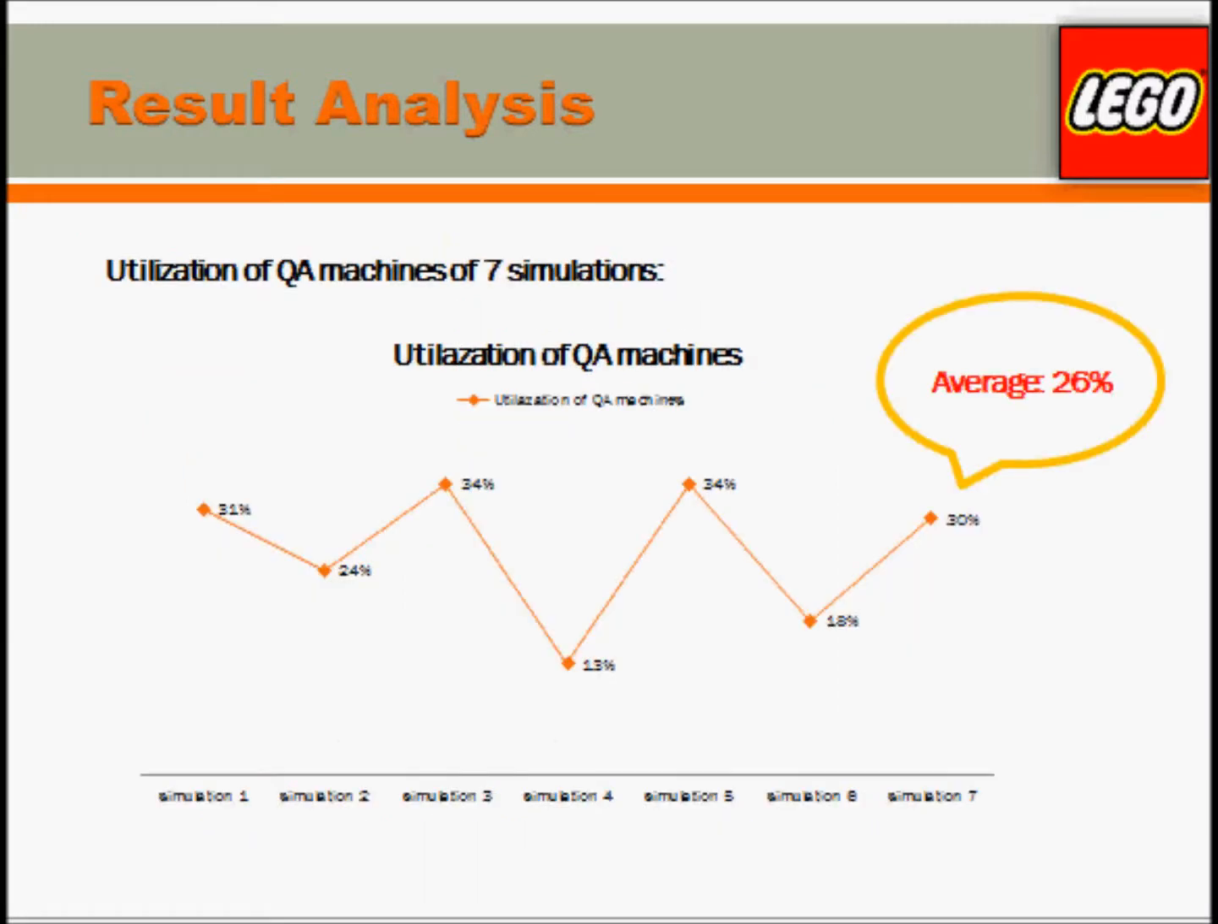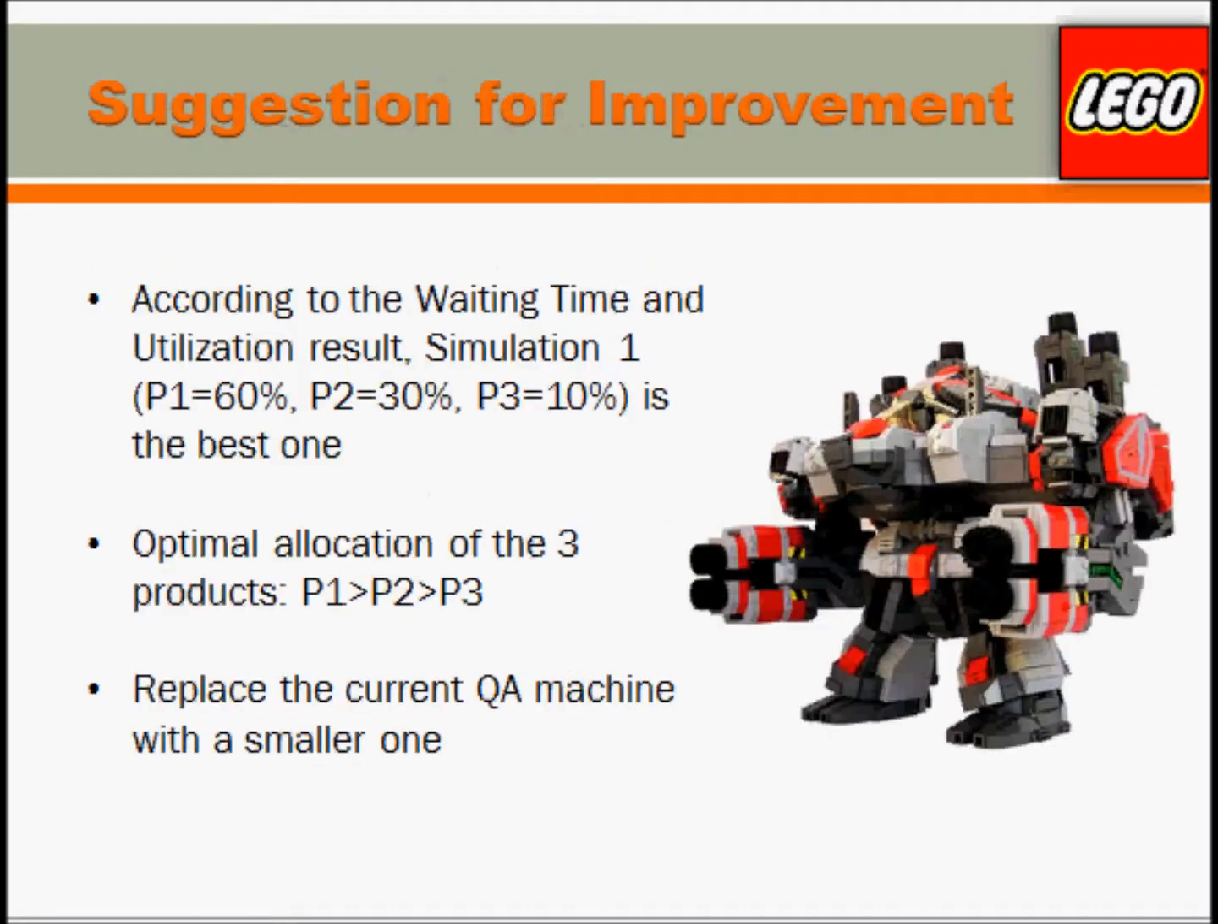Here's another discovery. We listed all the utilization of QA machines in the 7 simulations and found that the use rate of the QA machine was very low, which means we don't need such a big machine. Here are some suggestions. Based on our simulation results, we summarized suggestions for improvement. The optimal resource allocation should be product 1 bigger than product 2 bigger than product 3, and we could replace the current QA machine with a smaller one to save money and energy.